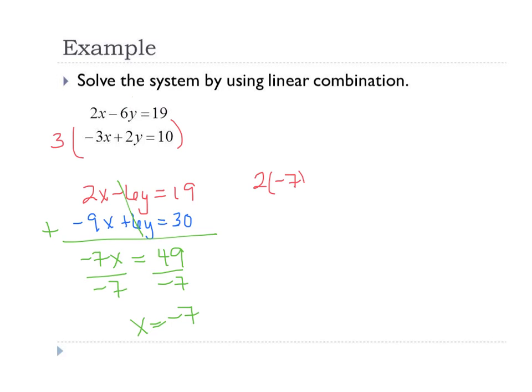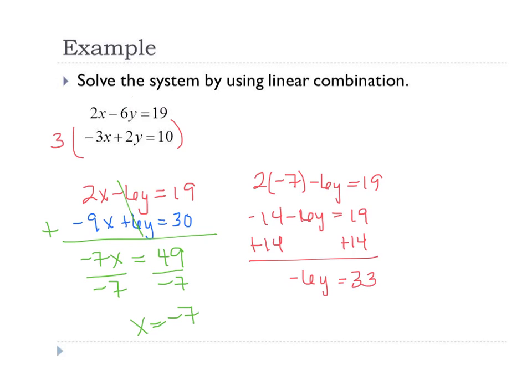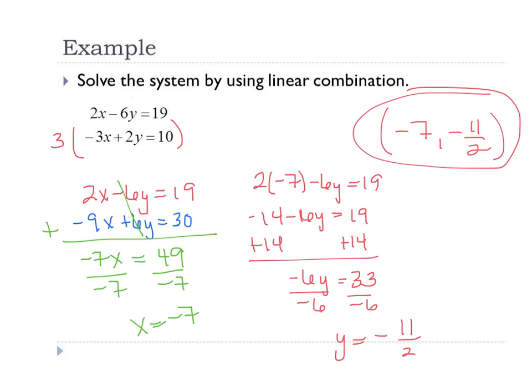2 times -7 minus 6y equals 19. -14 minus 6y equals 19. Adding 14 to both sides. -6y equals, let's see here, 33. Divide by -6, and then we'll simplify this. -11/2. Okay, so again, writing your ordered pair, -7, -11/2. There's your answer.